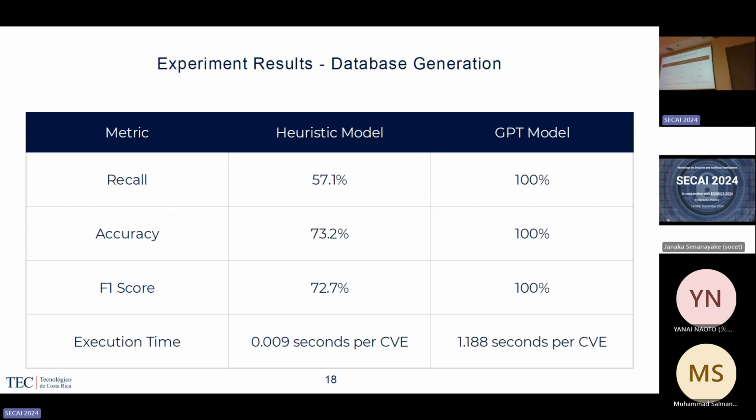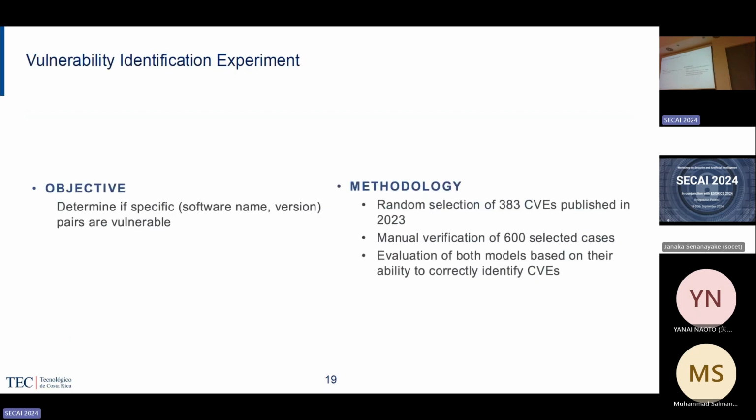Then we got this other experiment, a vulnerability identification experiment, in which we are going to test, okay, with the data that we generated, are we really able to identify if a software is vulnerable or not by using this approach? Basically, in this case, we randomly selected 383 CVEs from the list of 2023, and we generated 600 cases. Why do we have 600 cases out of 383 CVEs? Well, because we can generate two possible cases per CVE: it is vulnerable or not.